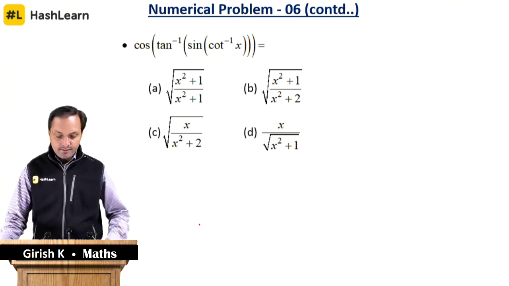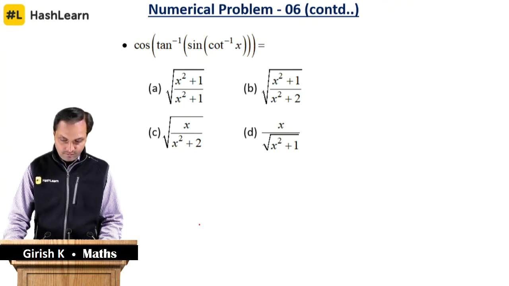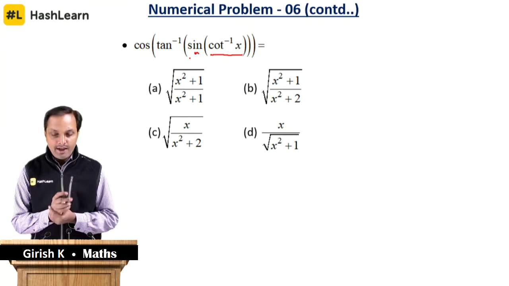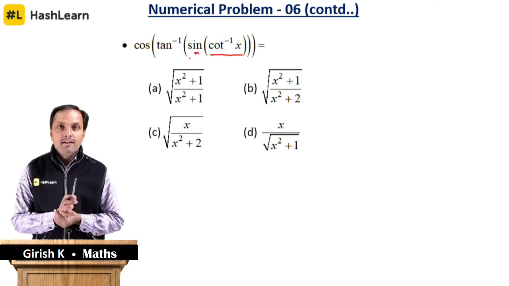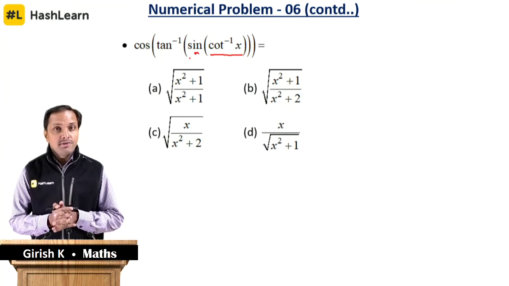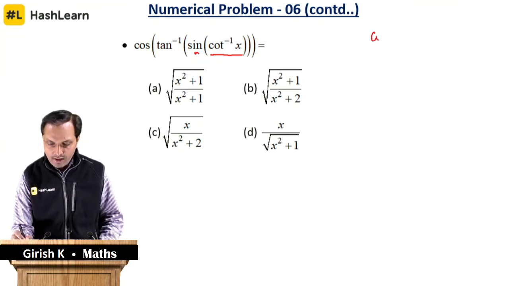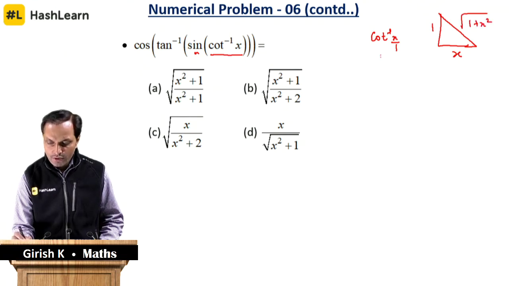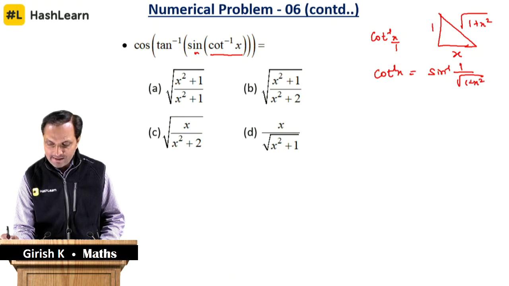So let's come to the concept. Cot inverse x you have, and here you have sine. So that should be taken care of. Since sine is outside, the inner cot inverse should be converted to sine inverse. How will you convert cot inverse x? Very simple. You draw a triangle. Cot is x by 1, and the hypotenuse is root of 1 plus x square. So cot inverse x can be written as sine inverse 1 by root 1 plus x square.